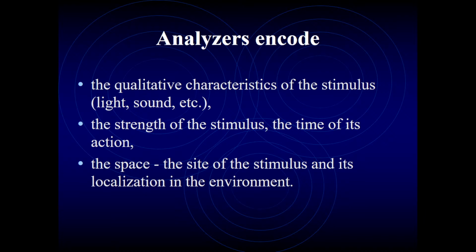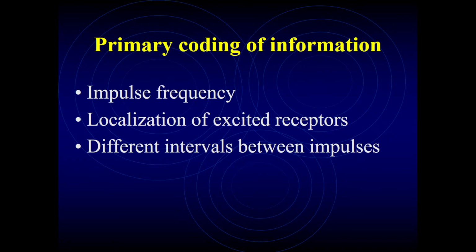Analyzers encode the qualitative characteristics of the stimulus, like light, sound, and other, the strength of the stimulus, the time of its action, and the space or the site of the stimulus and its localization in the environment. How is it possible? It's possible by impulse frequency, localization of excited receptors, and by different intervals between impulses.